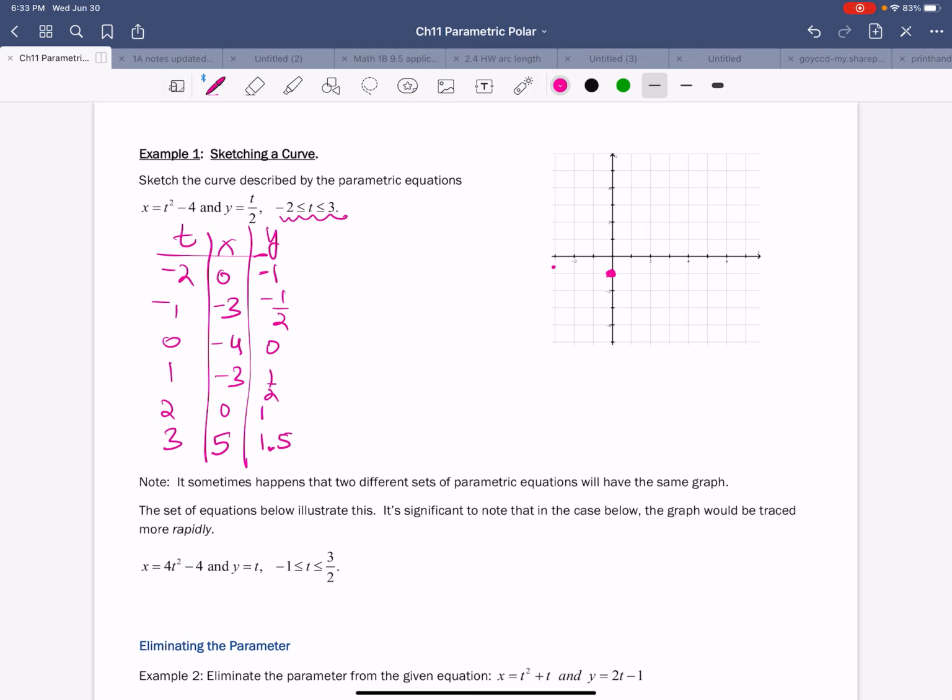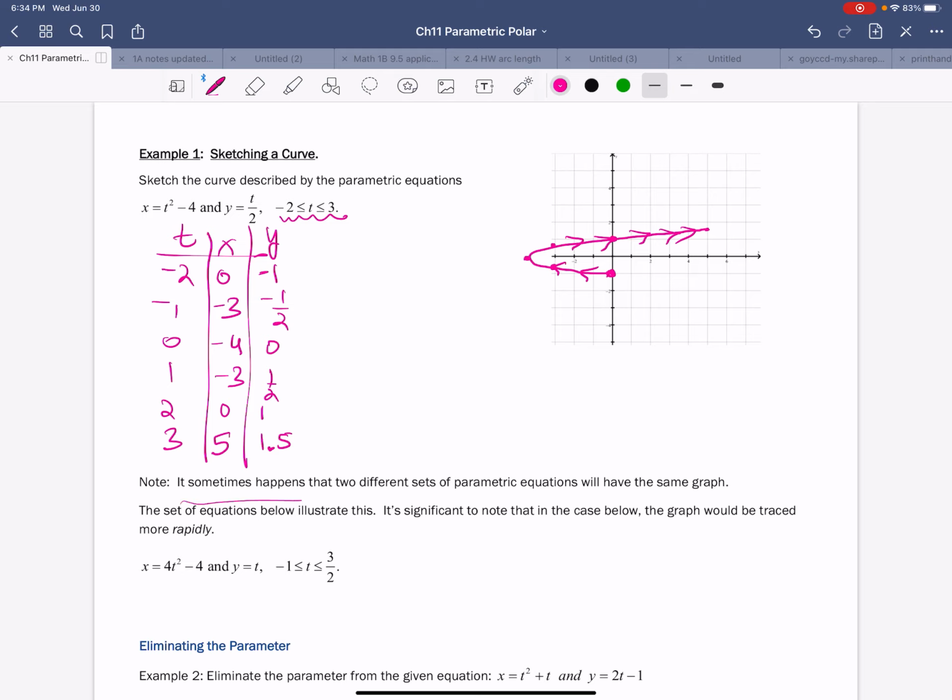So we had the next point here, x is negative 4, y is 0, about here, or maybe a little bit closer. And then the next plot is x is negative 3, y is half. X is 0, y is 1, x is 5, y is 1.5. So that would be about here. So this is my curve in this case, and I must draw the arrows in the direction it's moving. So this is a graph of a parametric equation.